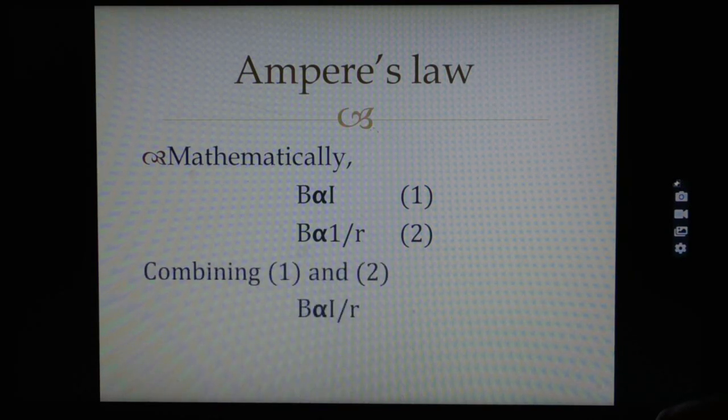When we combine 1 and 2, what comes? B is directly proportional to I over R. So definitely this one is not an equation. In order to convert it into an equation, what do we do? Yes, we add a constant of proportionality, which is given by K. Let it be equation number 3.